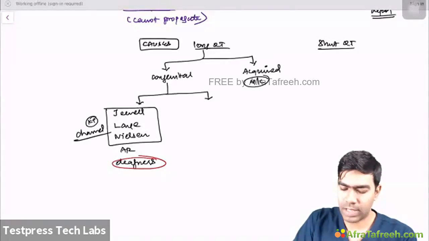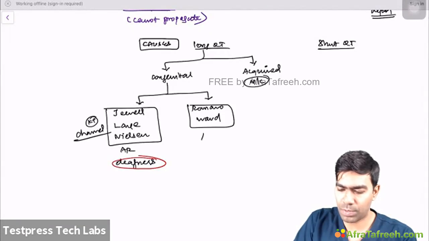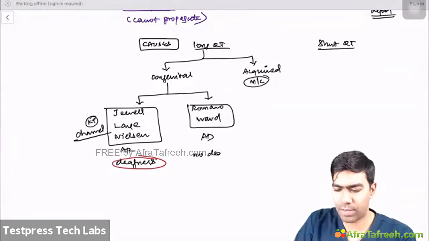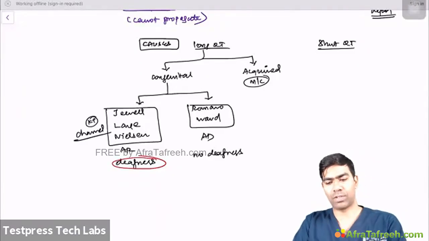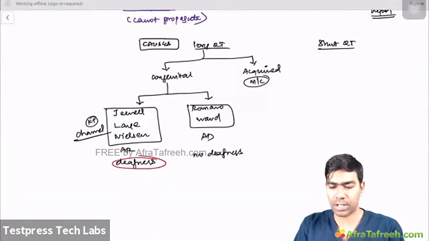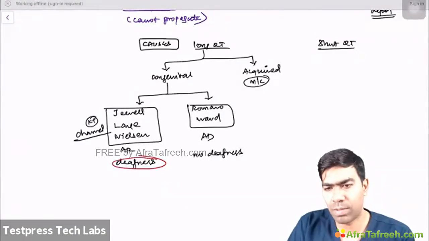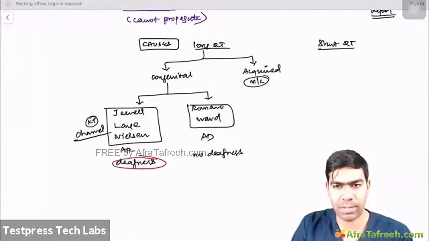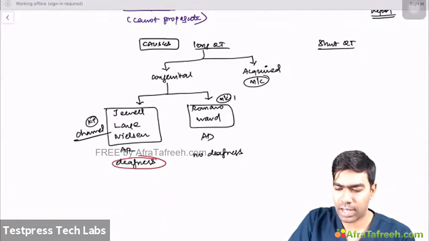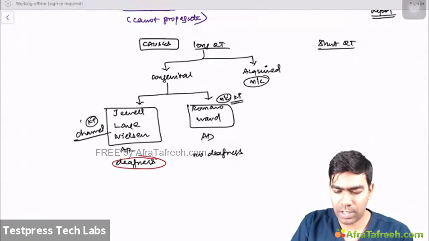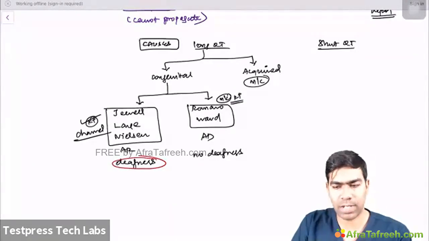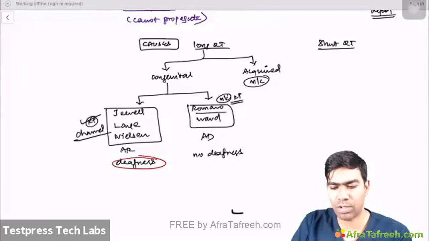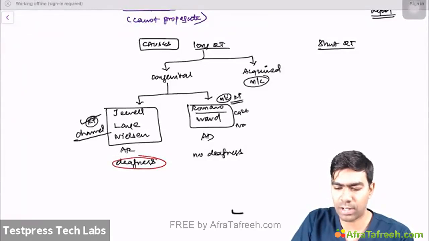And then you have Romano-Ward syndrome. Romano-Ward syndrome is basically autosomal dominant, and they really do not have deafness. So that's the very defining criterion, a very important differentiation as far as exams are concerned. Most of the Romano-Ward syndromes also will have potassium channel defects, most commonly, but Romano-Ward syndrome can have a problem in the calcium channel, sodium channel, any channel.